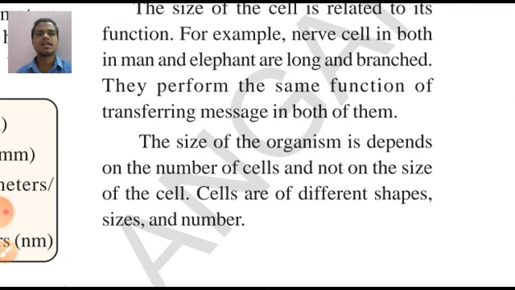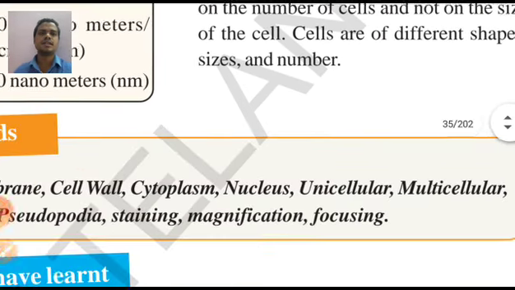Now the size of an organism depends upon the number of cells, not on the size of the cell. Don't think that big animals have big cells or small animals have small cells. If it is a big animal or if it is a small animal, the size of the cell is similar. But what is the difference? Small animals have less number of cells. Big animals have a very big number of cells. Okay. Now cells are different in shape, size and number.